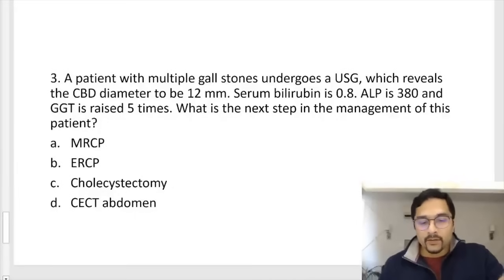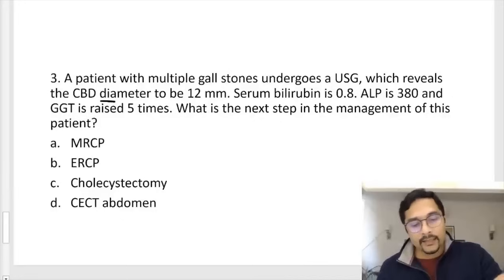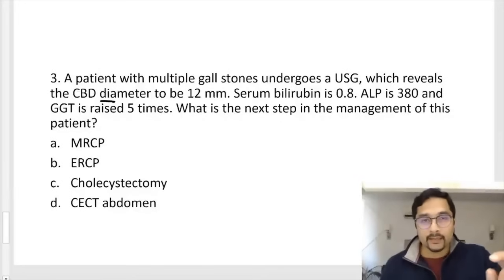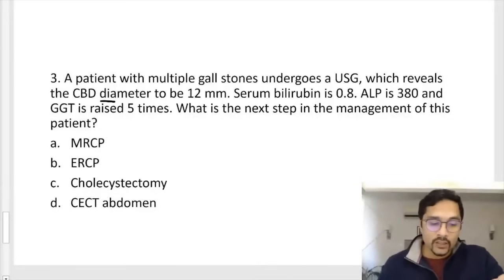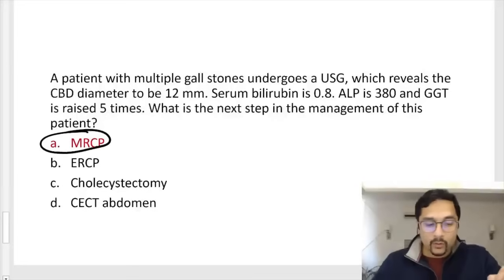A patient comes with multiple gallstones, undergoes an ultrasound. CBD diameter is 12 millimeters. CBD is dilated. Serum bilirubin is raised, ALP is raised. What is the next step? Next step in this patient is going to be MRCP. I told you, to pick up CBD stones, we will do MRCP in these patients.